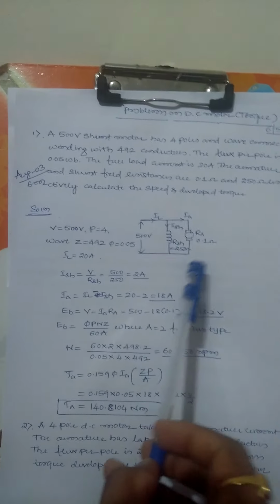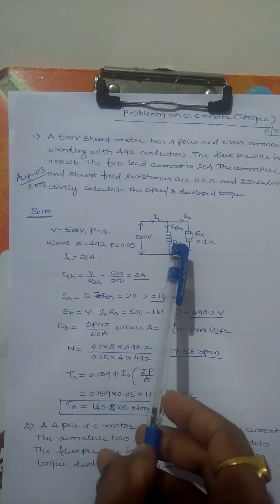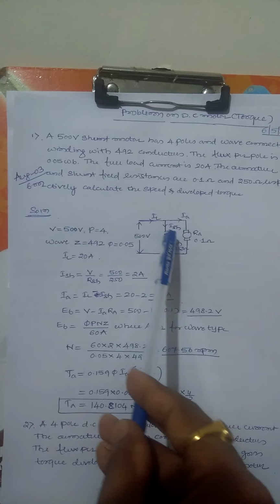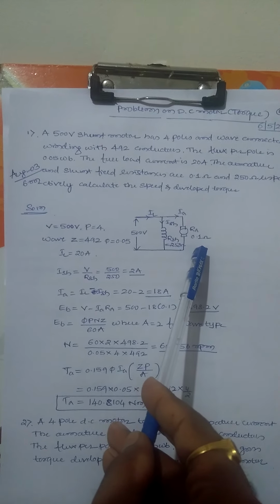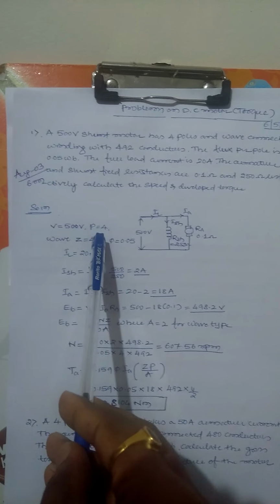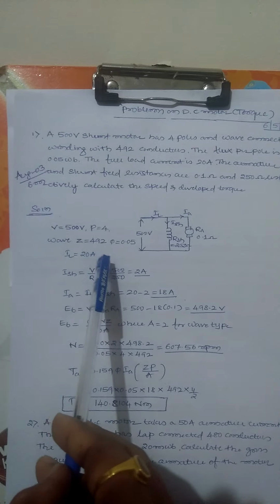Just see the figure. The parallel connection, that is RSH, a field connection in parallel, because the shunt field is nothing but parallel. RSH is 250, ISH, IL, IA, RA is 0.1. This is 500 volts. V equal to 500 volts, P equal to 4, Z equal to 492 conductors, flux is 0.05 Wb. The line current is 20 amps.